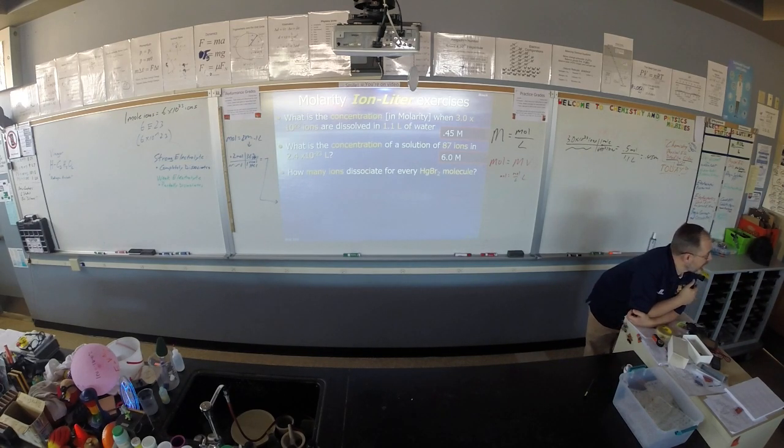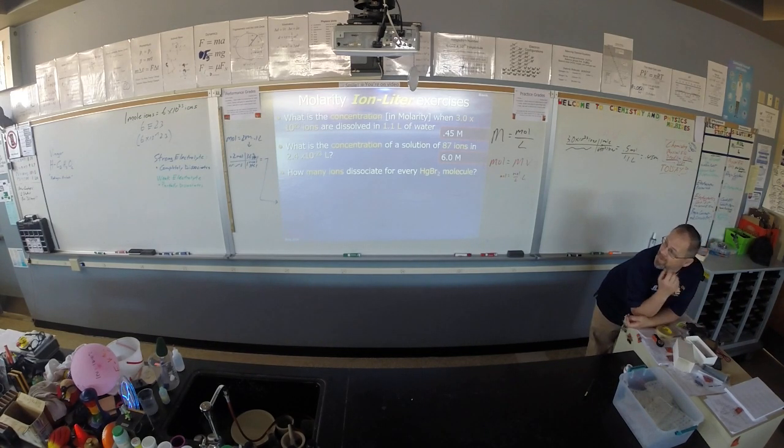Okay, last exercise for the day. This exercise has 3 parts. How many ions dissociate for every mercury 2 bromide molecule? Everything is binary. So how many total ions dissociate for every mercury 2 bromide molecule?